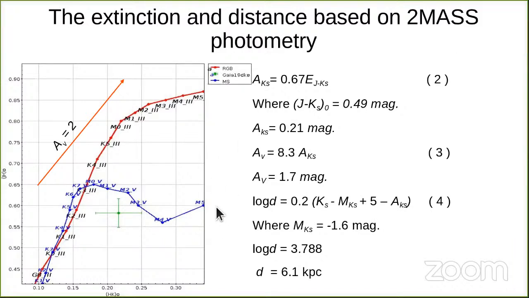So okay, very basically, here this green point is data from 2MASS. It is our source star, Gaia 19dke. Here is its location. Here in red is the giant sequence. It is blue, the main sequence stars, with spectral luminosity classes.